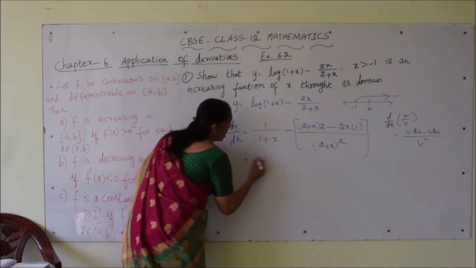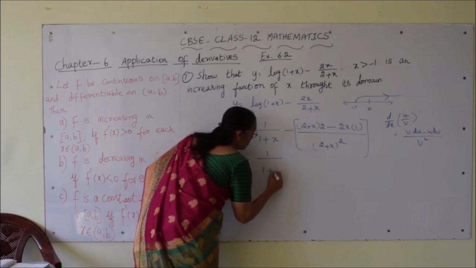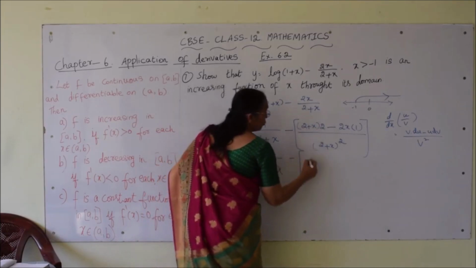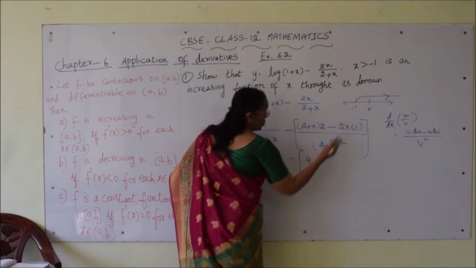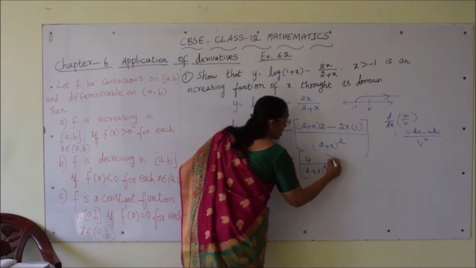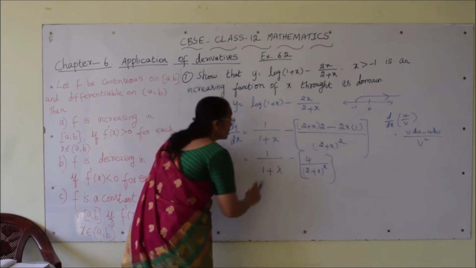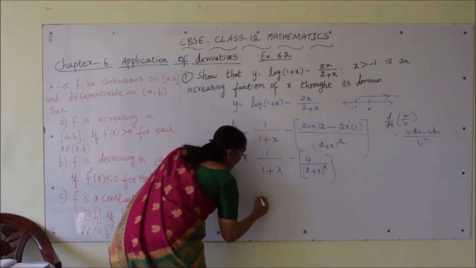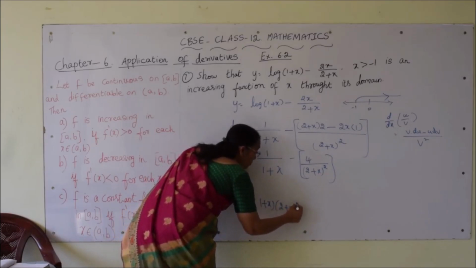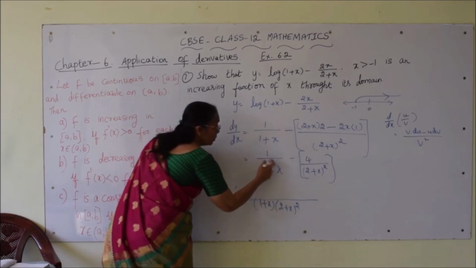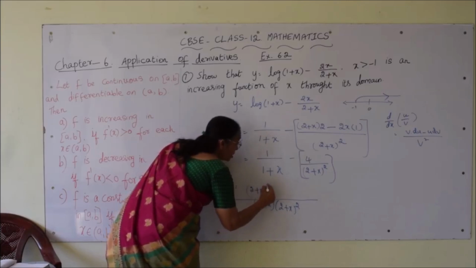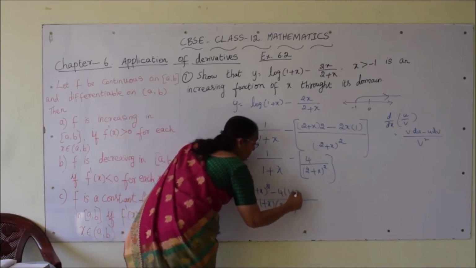So on simplification of this one we will get 1 by 1 plus x minus this part: 2 twos are 4, 2x minus 2x will get cancelled. We are having 4 divided by 2 plus x whole square. Now, let us simplify this one. So we take the LCM as 1 plus x into 2 plus x whole square. So our numerator is 2 plus x whole square minus 4 times 1 plus x.